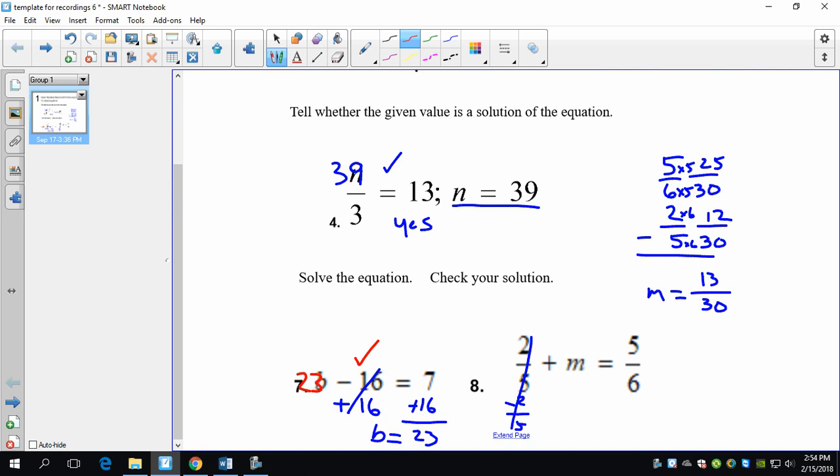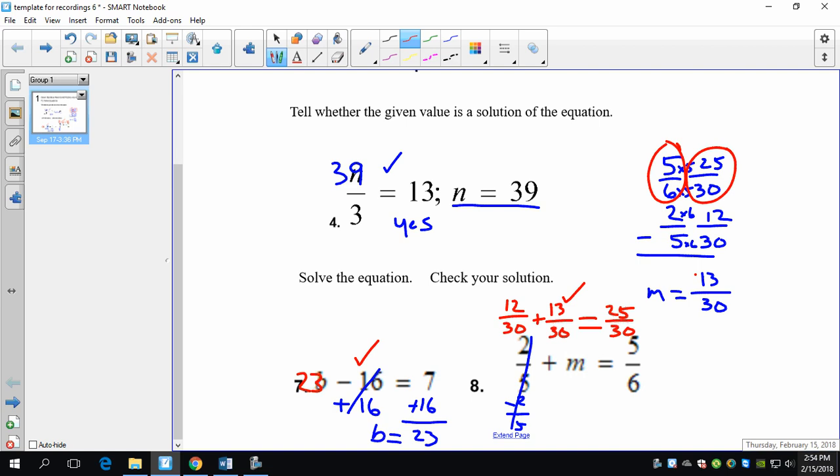Now, same thing, even though it's a fraction, I can still check my work. Another way of writing 2/5 in our fraction world would be 12 30s. I need to add m right here, which I found to be 13 30s. 12 plus 13 gives me 25 30s, and that is a check because 5 over 6, as we figured out right here, 25 over 30 is the same as 5 over 6.